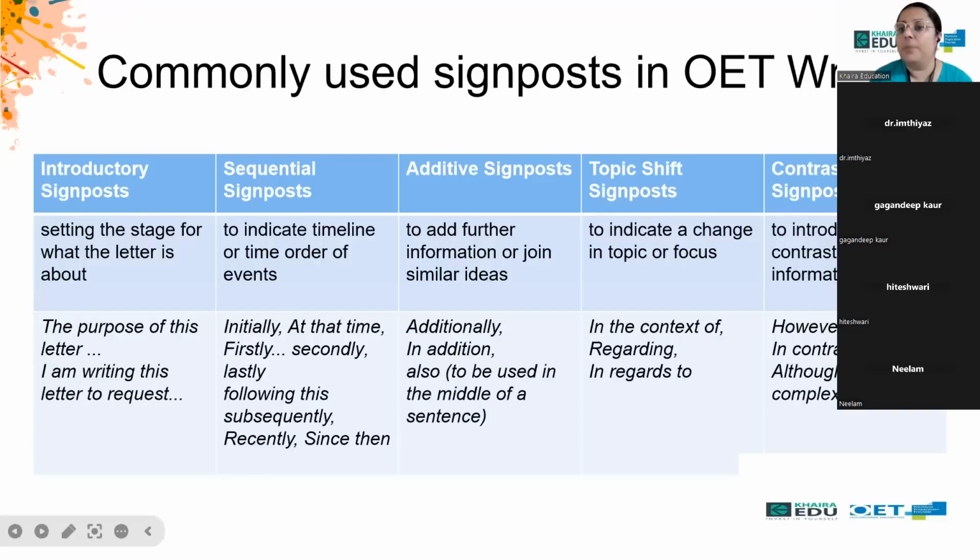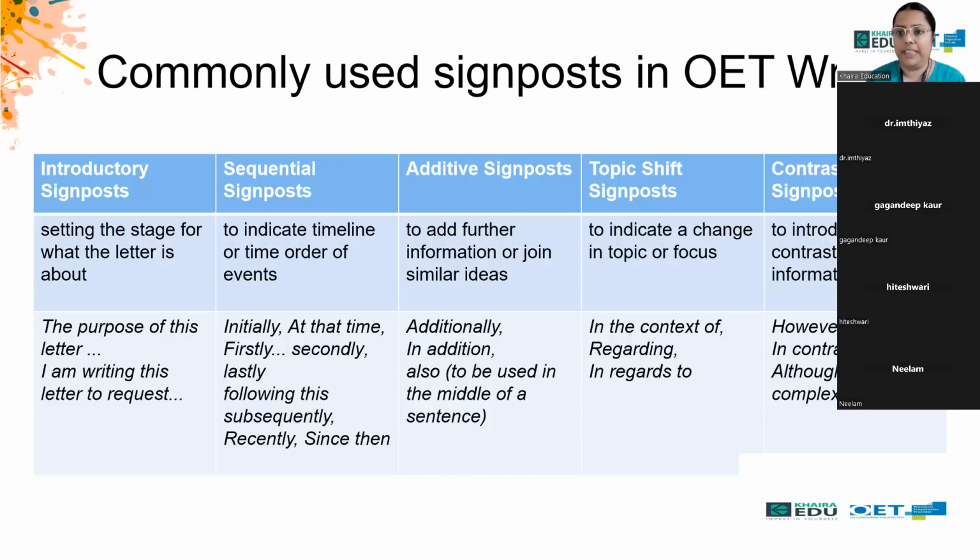Now, let's talk about the common signposting phrases that are used in OET writing. These are categorized under various sections. We are going to learn about each category with certain examples. Let's start with introductory signposts. What are these signposts? These are signposts which help you to set the context of your letter. These help you to begin your letter, or these help you to highlight what the letter is going to be about, so that the reader of the letter is prepared on what they are going to get in the letter.